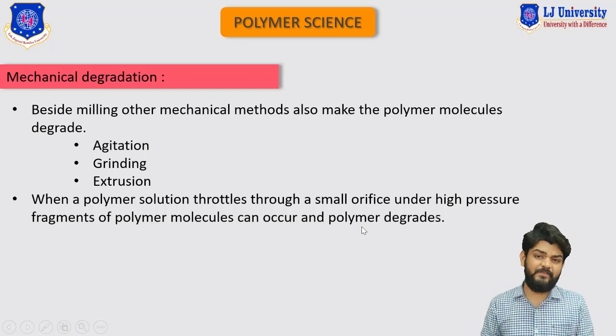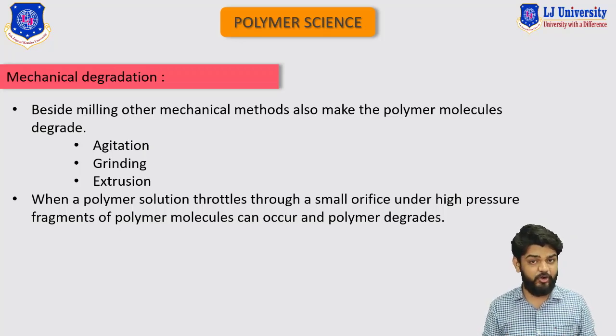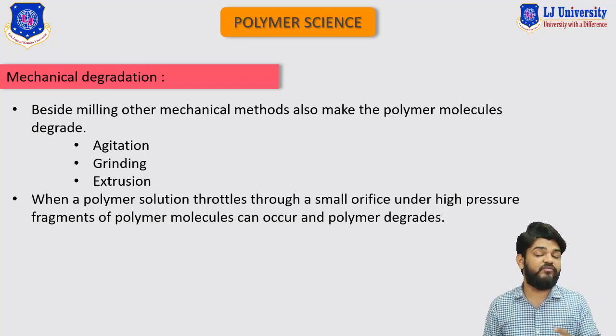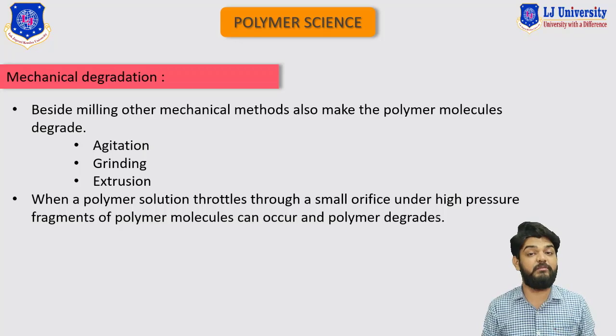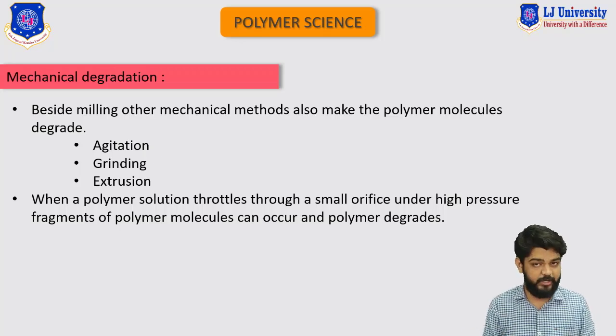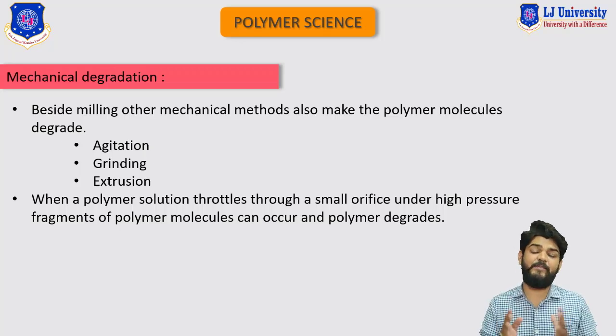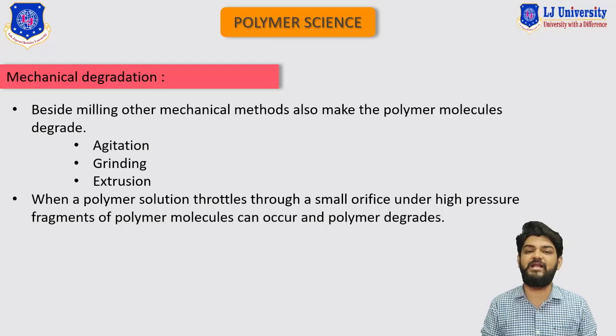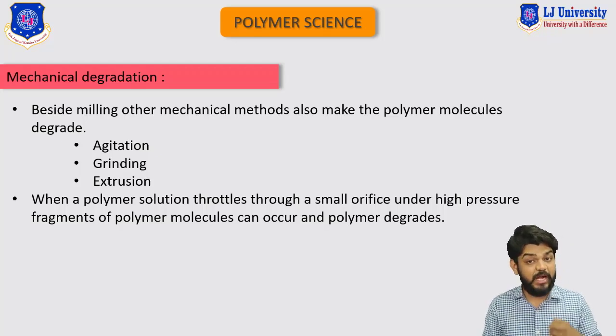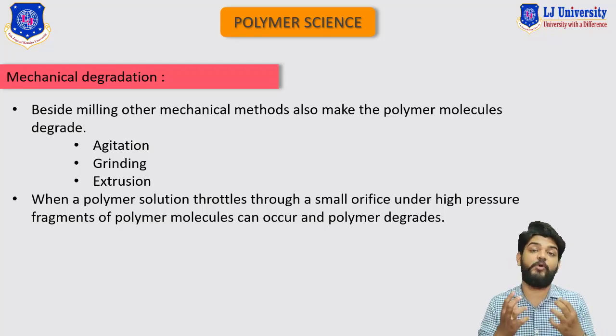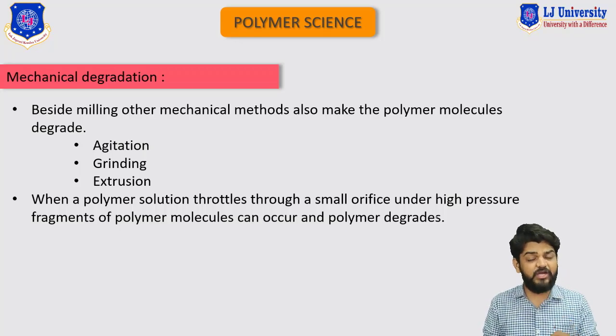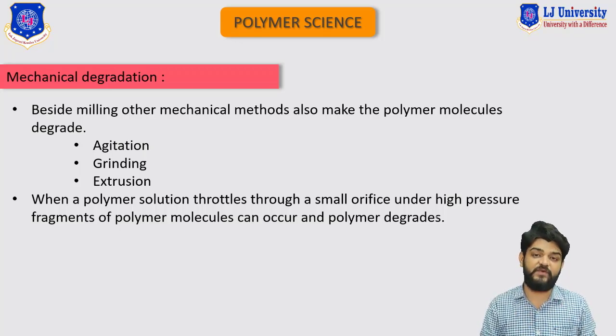So when a polymer, or a solution of the polymer, is throttled through a small orifice at relatively higher pressure, the fragments of the polymer will be liberated. That means small monomers will be liberated from the long chain of the polymer. This entire process can be termed mechanical degradation, as we are applying mechanical stress on the polymer solution and allowing it to pass through the orifice, right?